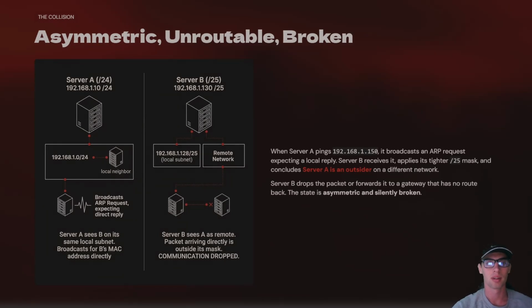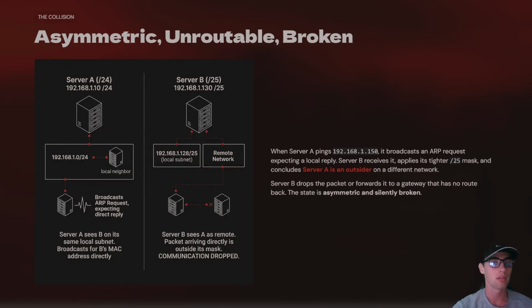So this is the moment, obviously, where the communication completely crashes. When server A tries to send a packet to 192.168.1.150, it uses its own /24 mask and deduces that the destination is inside its local room. It broadcasts an address resolution request, and it expects a direct local answer.